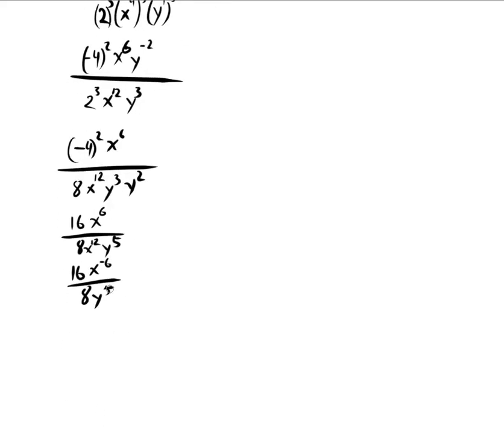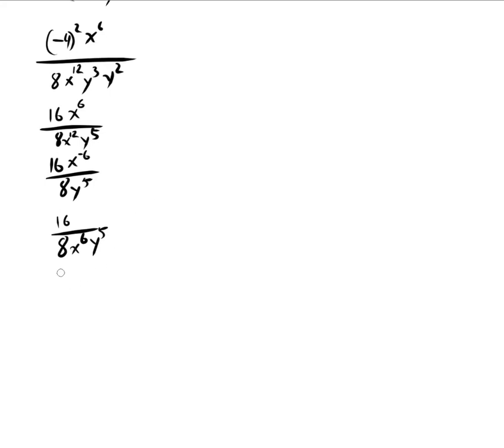And as you can see, x to the -6, once again, I can't leave a negative exponent, so that becomes 16 over 8 x to the 6 y to the 5th. But that is still not simplest, because 16 over 8 I can simplify. What is 16 divided by 8? 16 divided by 8 is 2. So that simplifies to 2 all over x to the 6 y to the 5th.